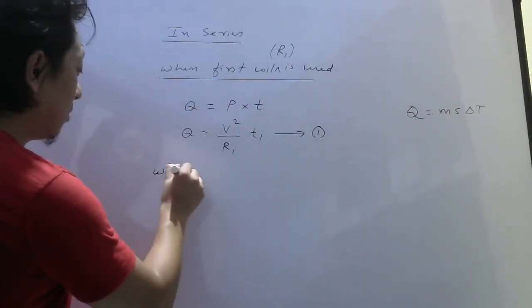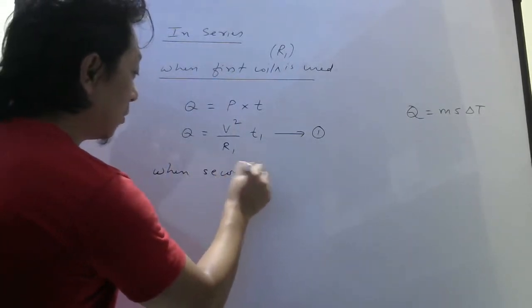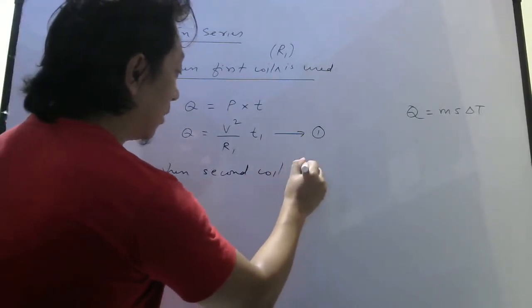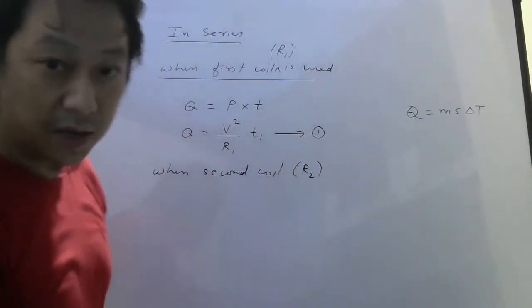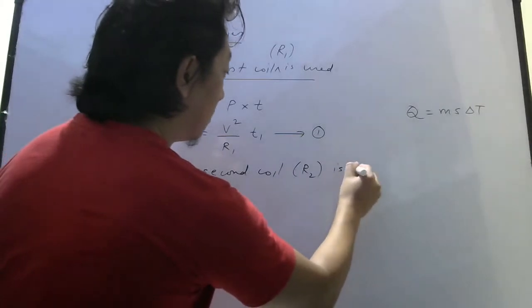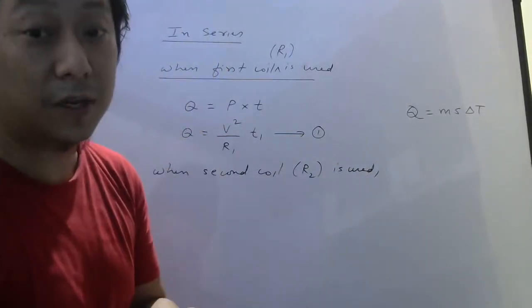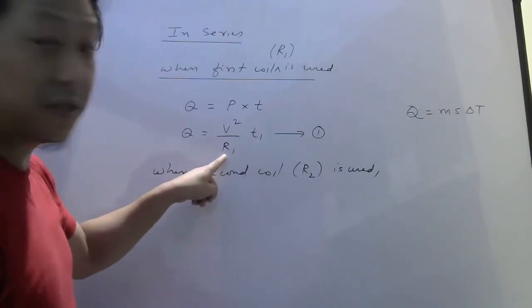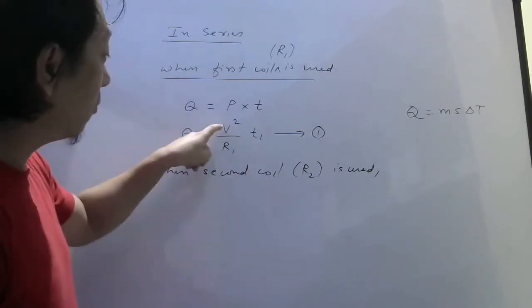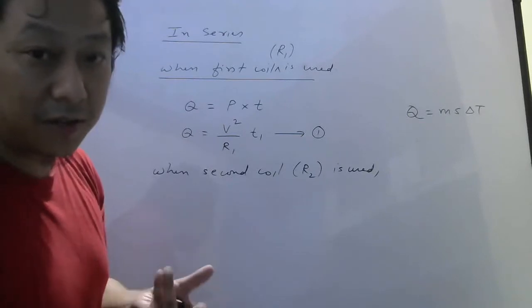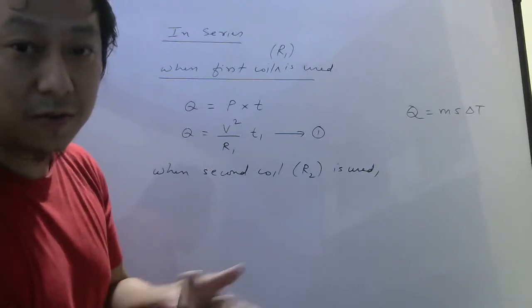Now when the second coil is used, it will have a different resistance, right? R2, let us say, is used. They said boiling begins at what time? T2 they told. Why T2? Because resistance is different for the second coil. Voltage given will be obviously constant. Same voltage you must be giving to the kettle.